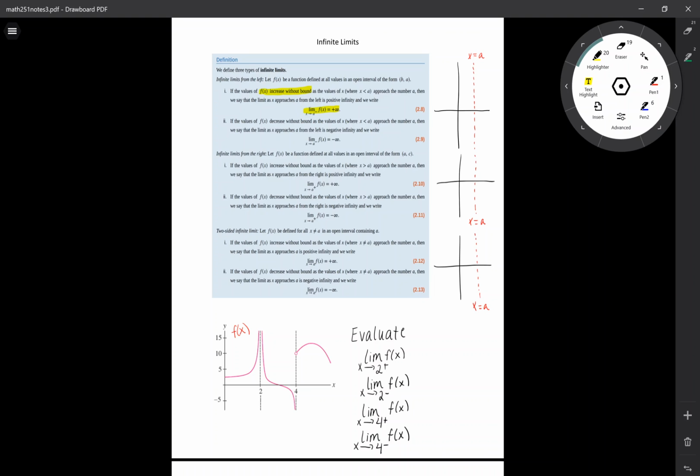And the second part of this definition is just saying that instead of our y values getting really big in the positive direction, they are getting really big in the negative direction. So we write this limit is equal to negative infinity.